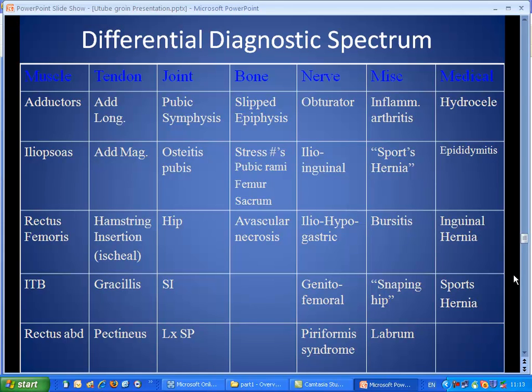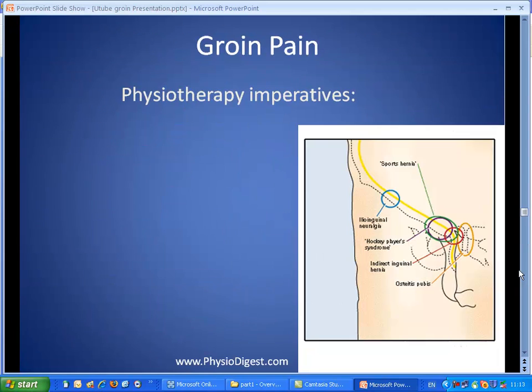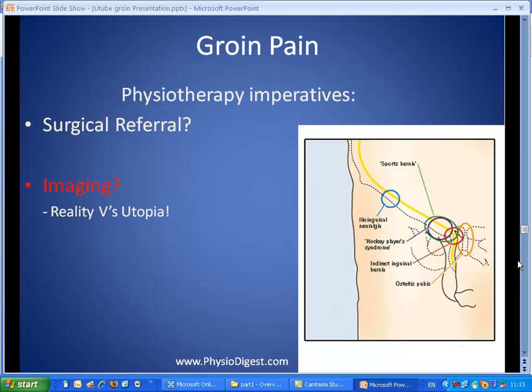And of course, in the medical dysfunction category, things like hydrocele, epididymitis, inguinal hernia, and sports hernias are potential contributory factors. From a physiotherapy perspective, the first priority is to establish whether we need onward surgical referral because of the nature of the problem. Sometimes this can be established with the assistance of imaging, such as herniography, or if a stress fracture is suspected, bone scan or x-ray, but that will depend on the onset of symptoms.